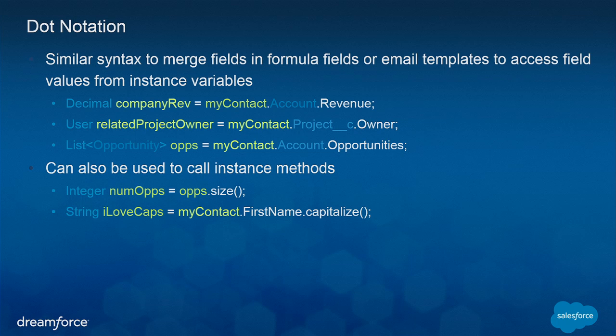We can also use dot notation to call instance methods. So we've already talked about that as well. The size, for example, the dot today. Those are methods that help you operate on a specific bit of data. They've even got an example of I love caps. So they're going to capitalize the first name just by putting dot capitalize with parens on the end.